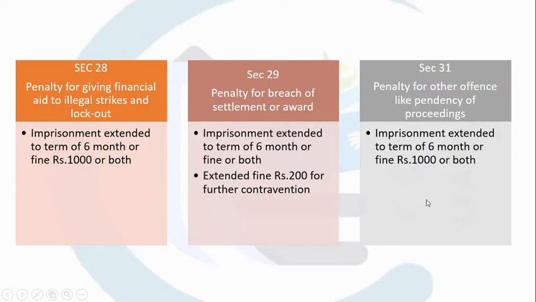So these were the penalties. Another penalty for illegal strike, financial aid. If you are giving financial help to illegal strikes, imprisonment for 6 months, 1,000 rupees fine. Penalty for breach of settlement or award.